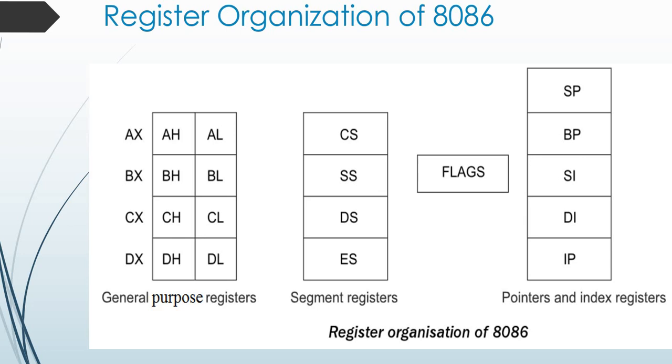For example, if I'm multiplying two 16-bit numbers, I will get a 32-bit output. One 16-bit part will be stored in the AX register, and the other 16-bit part by default will be stored in the DX register. So here the DX acts as an implicit operand, and we have 4 segment registers.